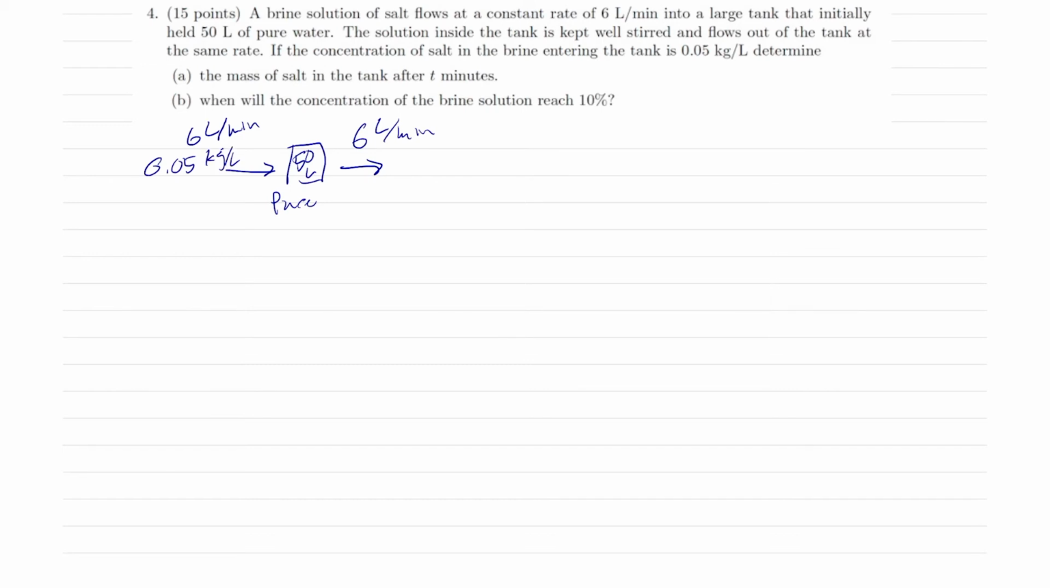All right, so I want to know what the mass of salt is in the tank after t minutes. Okay, so here we go. We have dx/dt is equal to the in rate, which is going to be 6 liters per minute, times whatever the concentration is, so it's 0.05, minus the out rate, which is 6 liters per minute, times the amount of water, so x(t) divided by 50. All right, so that's the concentration inside.